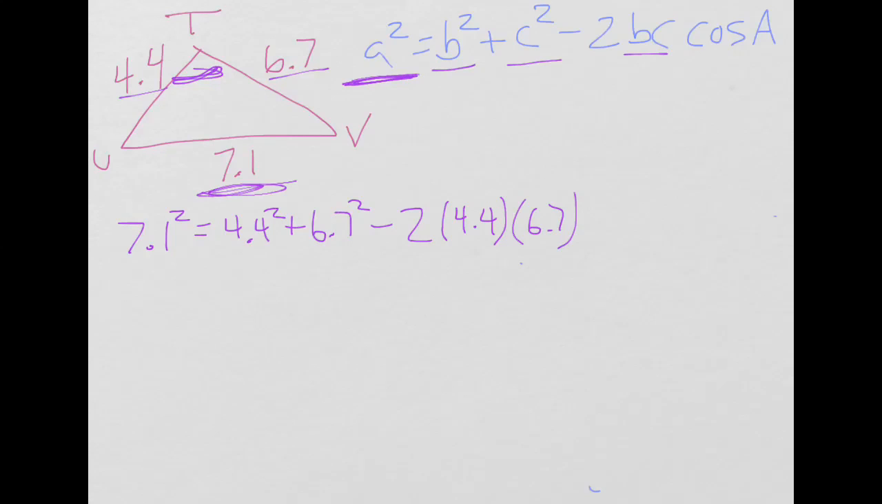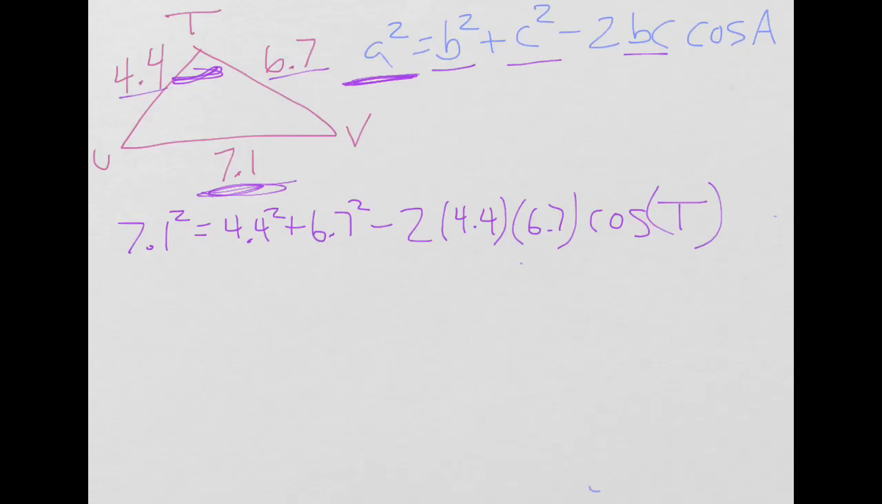Notice all of those are being multiplied together. And then finally, we need to take the cosine of the angle we're looking for, which is t, and we don't know what that is. So when we don't know what an angle is and it is stuck inside of our cosine function as the argument of the cosine function, we need to use inverse trig. So we're going to have to use the inverse cosine to solve this.